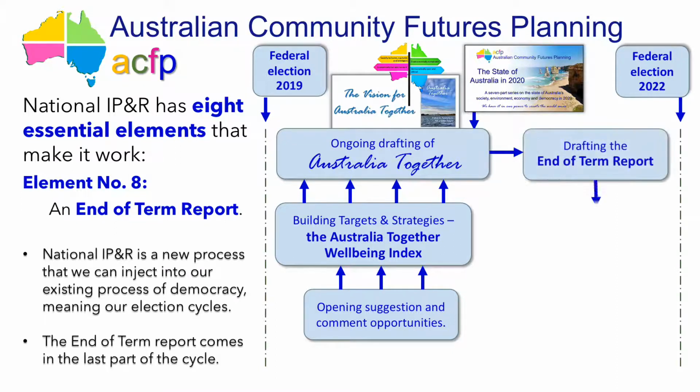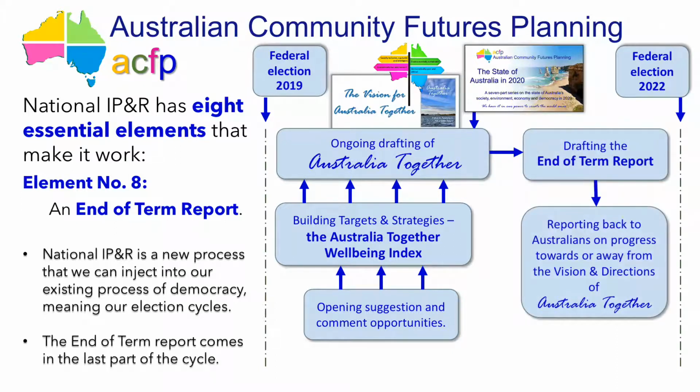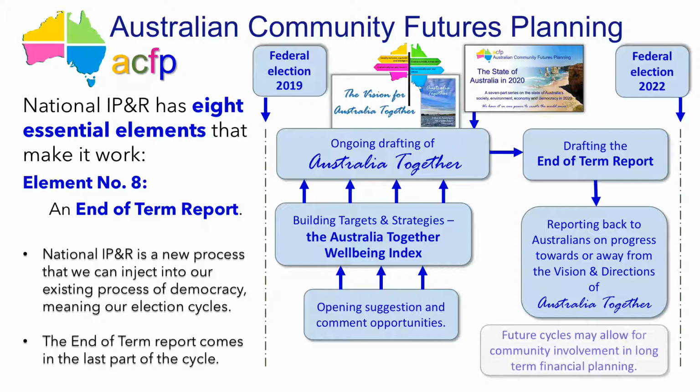With all that, and if there is time in the first election cycle, ACFP may be able to produce an end-of-term report for the federal election in 2022. Ideally, future cycles of National IP&R would allow for community engagement in long-term financial planning. That hasn't been possible in the first cycle. If resources permit, an end-of-term report in National Integrated Planning and Reporting is ideally delivered to Australians just before a federal election.